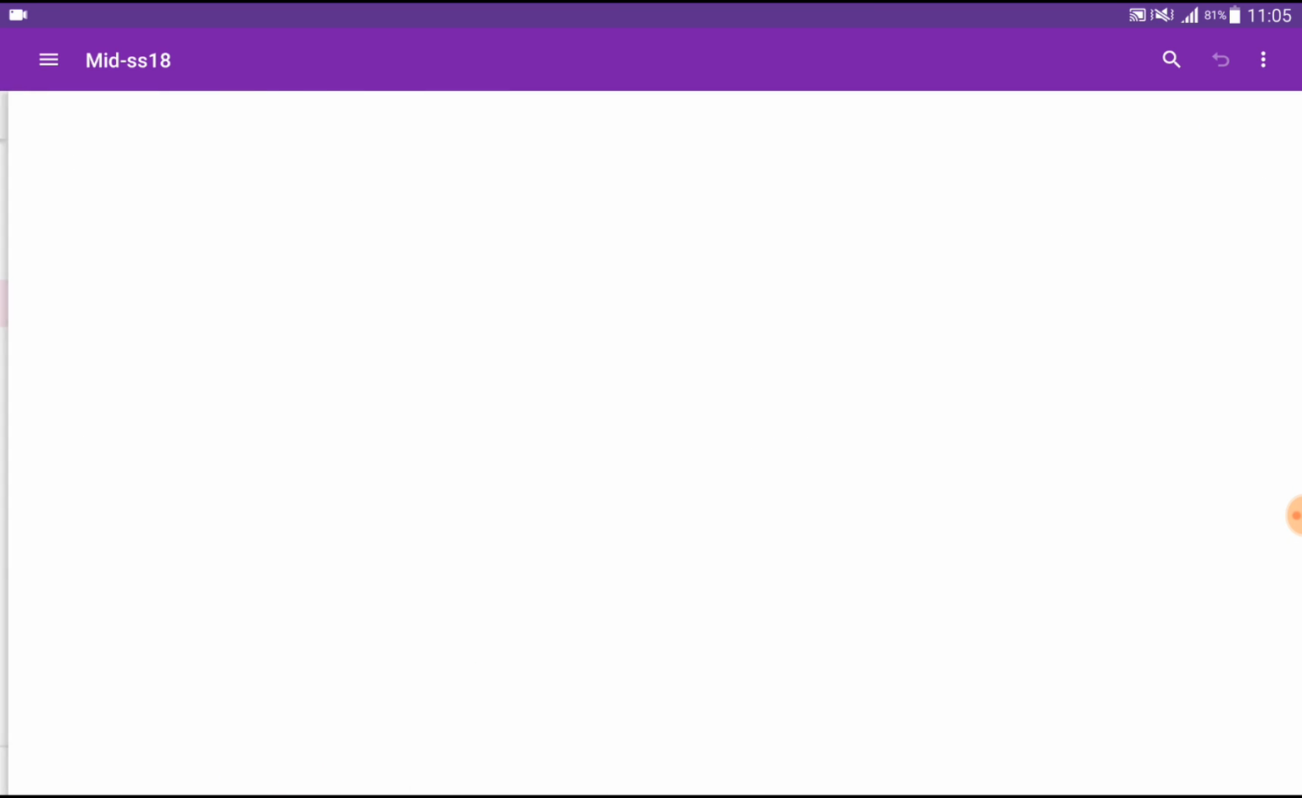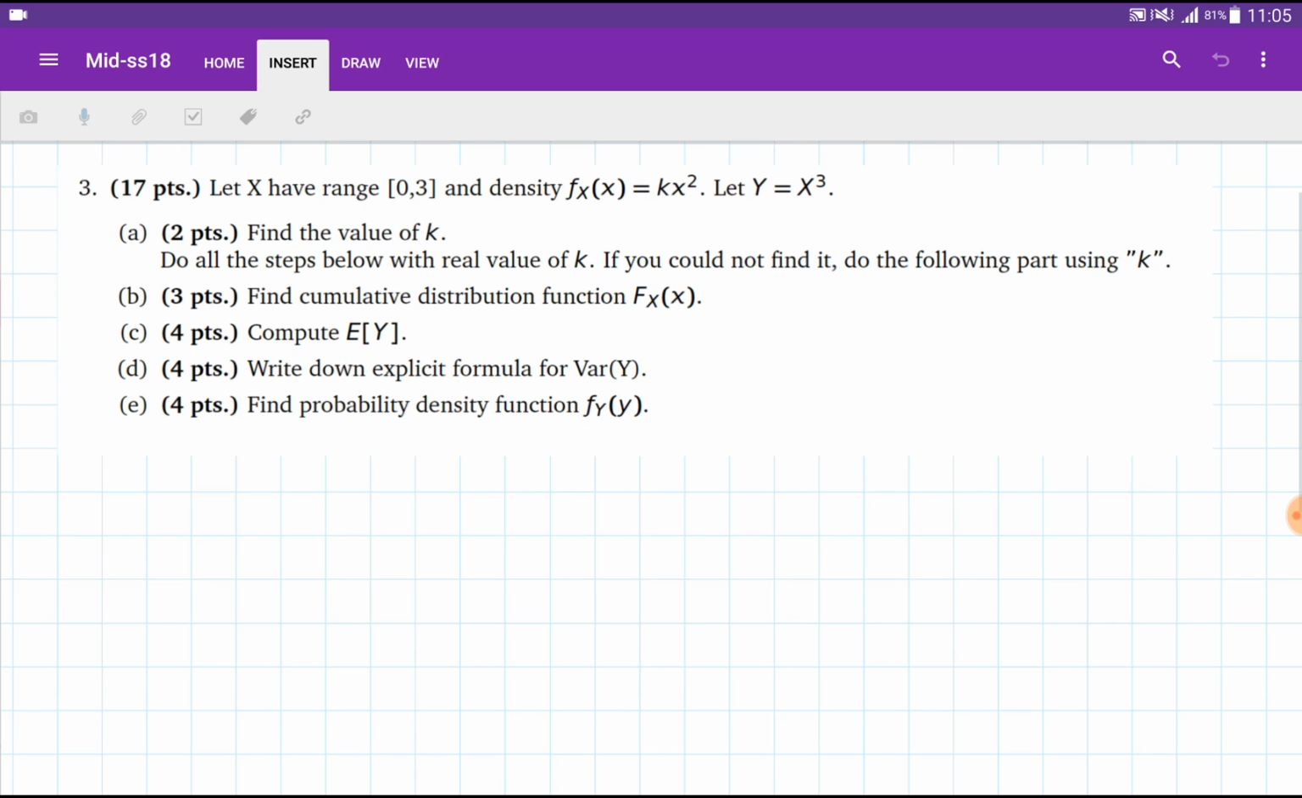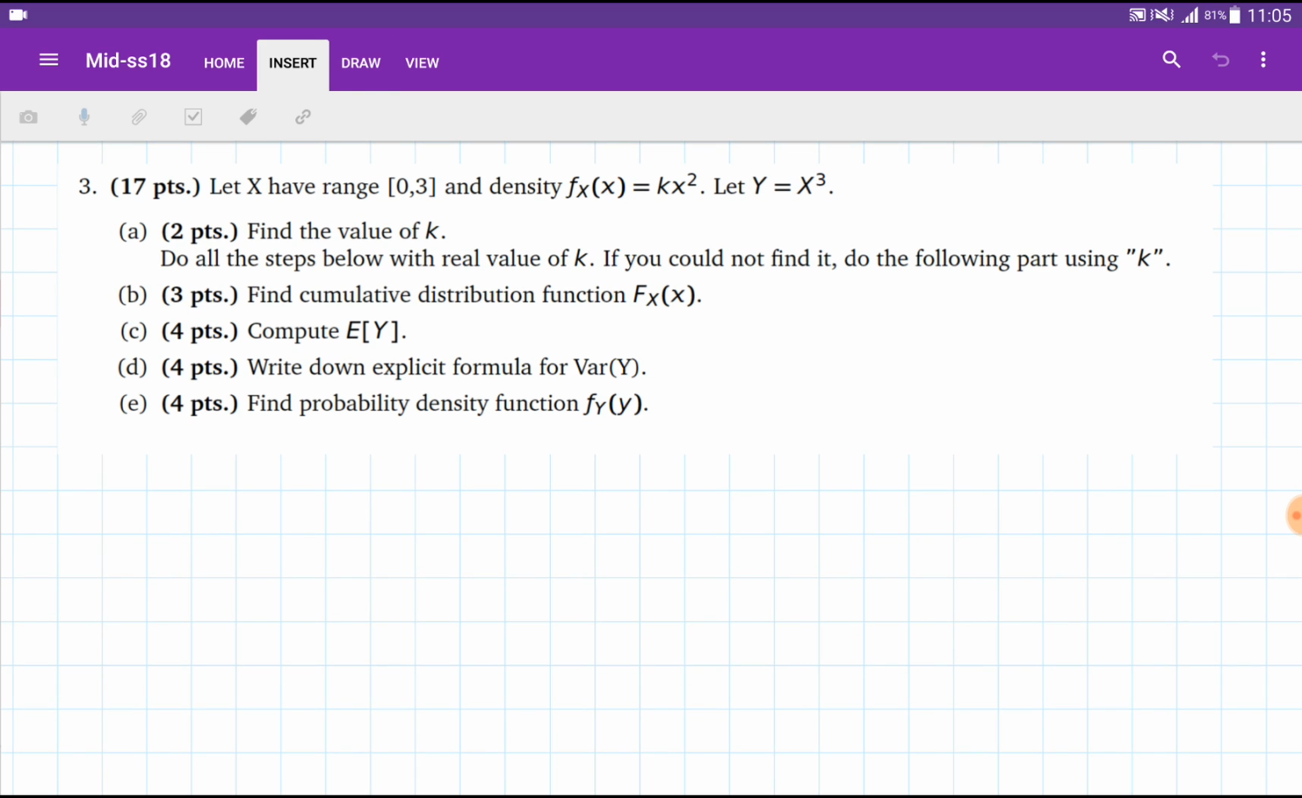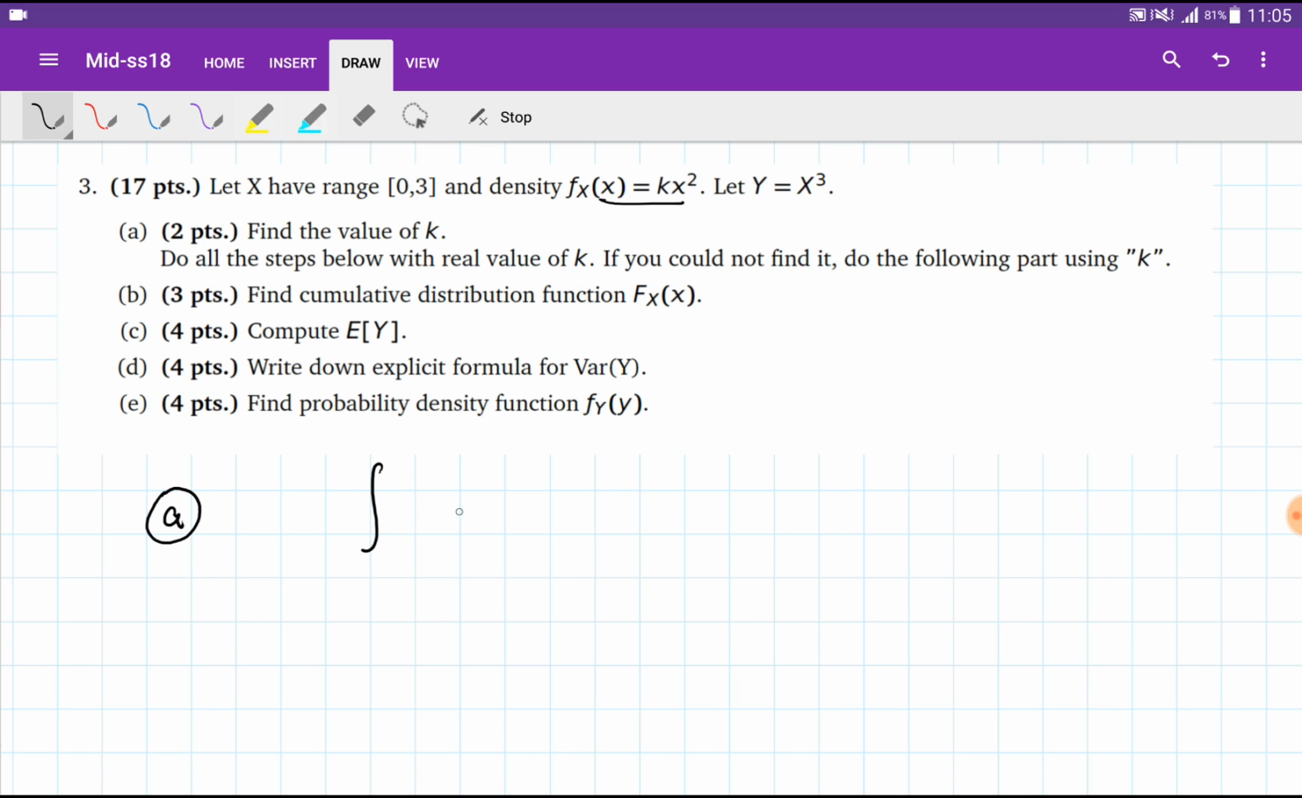Question number 3 is about the continuous distribution. We're given the random variable x with the density function, and in this density function there is a parameter k. We need to get rid of this k first of all. So basically we need to find a k so that this density function will be a proper one, right? We know from the properties of the density function that the total area under the density function should be equal to 1, right?